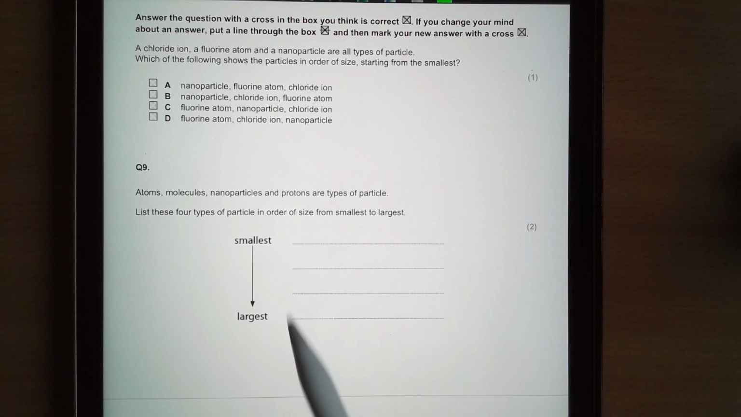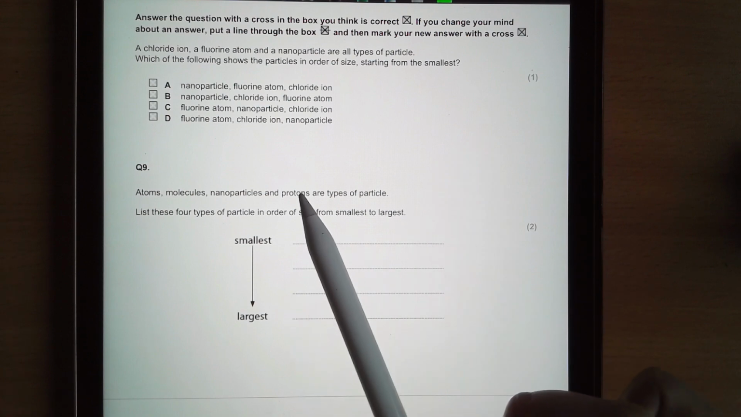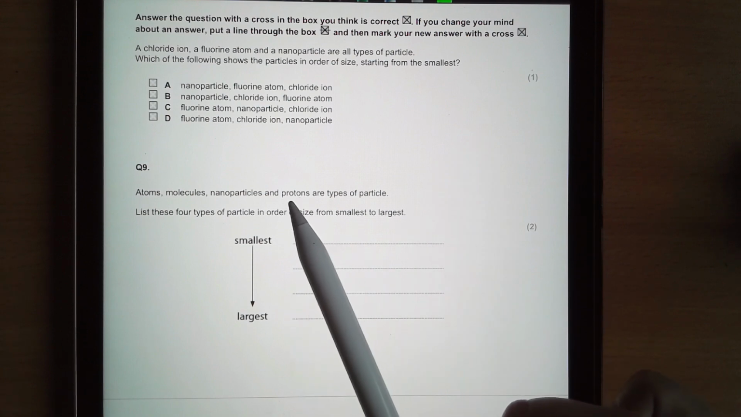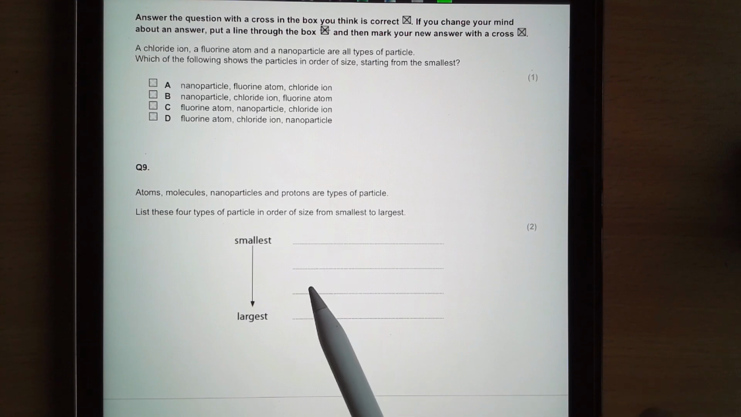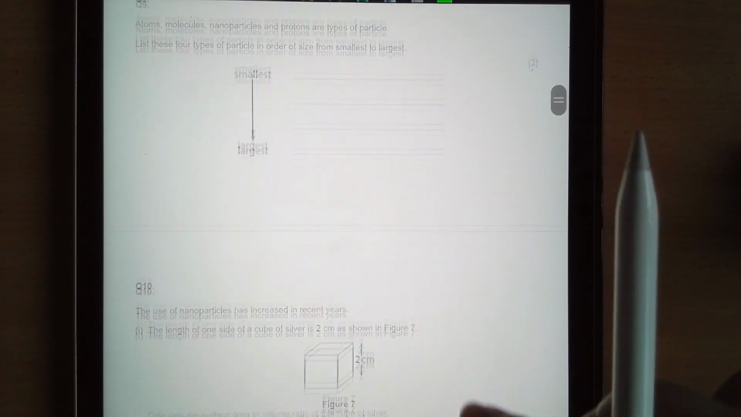Here again, smallest to largest, they give you a proton. Protons are found in atoms, so they're obviously smaller than atoms themselves. So it's going to be protons, then atoms, then molecules, because molecules are collections of atoms. You can have a small molecule, something like CO2, or you can have something much bigger, like a buckyball, which is C60, but they're still molecules. And then nanoparticles are bigger than molecules, so nanoparticles will go at the end.